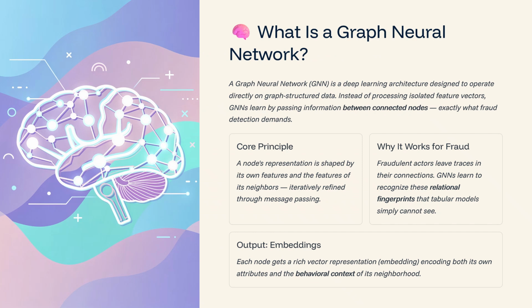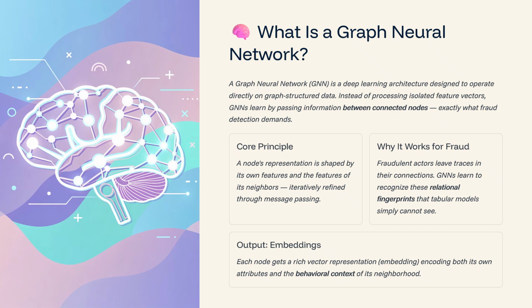So now we are ready for the main event. What is a graph neural network and why is it the right tool for this job? A graph neural network is a deep learning architecture specifically designed to operate on graph-structured data. Instead of processing isolated rows, it learns by passing information between connected nodes. That single design choice changes everything. Here's the core principle. A node's representation is shaped by both its own features and the features of its neighbors, and this is refined iteratively through what's called message passing. We will go deeper on that in the coming slides.